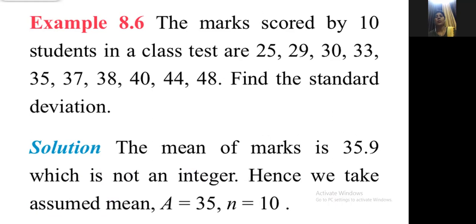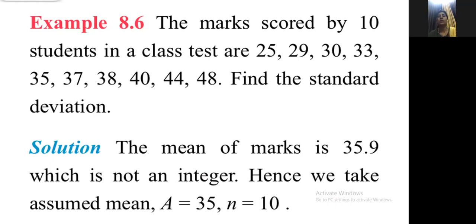Here you can see we have a question: the marks scored by 10 students in a class test are 25, 29, 30, 33, 35, 37, 38, 40, 44, 48. And they ask us to find the standard deviation. Here we will not use the actual mean for finding the difference. Here we will use the assumed mean. The mean of marks is 35.9, which is not an integer.